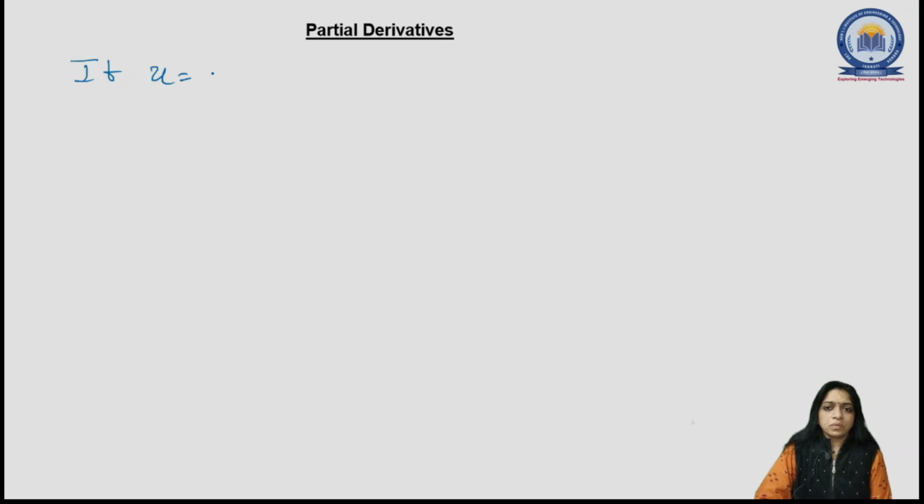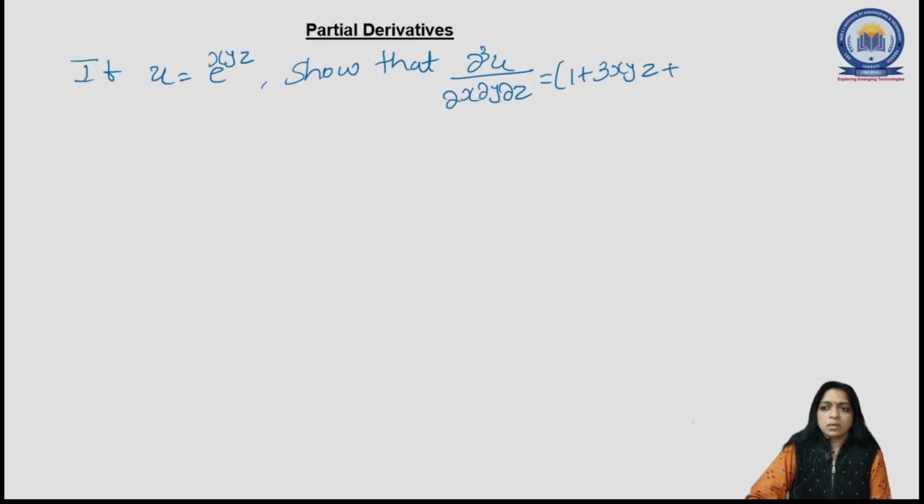e raised to xyz, show that del cube u upon del x, del y, del z is equal to 1 plus 3xyz plus x square y square z square into e raised to xyz. Okay, so let's start the solution.